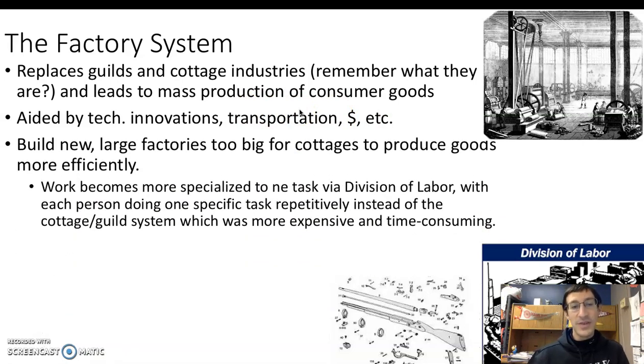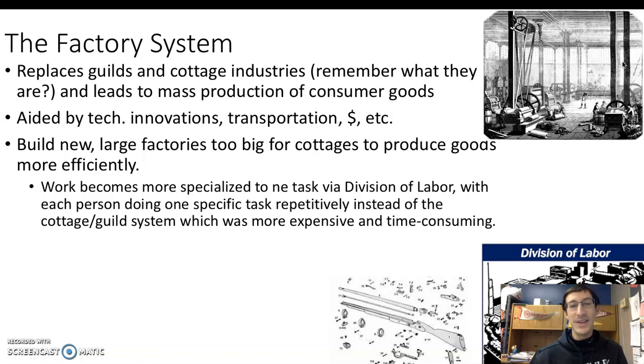So they build new large factories that are too big for the cottages because, again, people are working out of their homes to produce the goods. Hence, massive production floors that have these massive machines in there that are going to take a lot more energy, a lot more time to build in the first place, and also obviously more room to store, and cottages just can't offer that. And also you can bring in more workers to work more consistently, more frequently to build more goods. So work becomes more specialized via the division of labor.